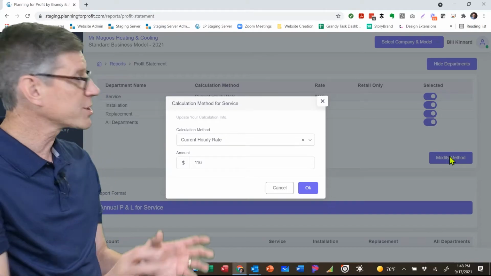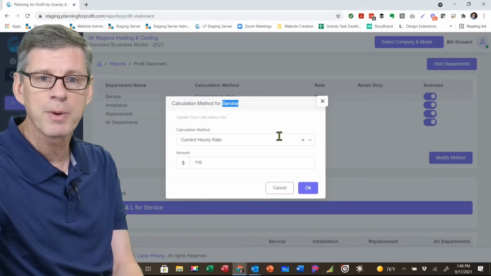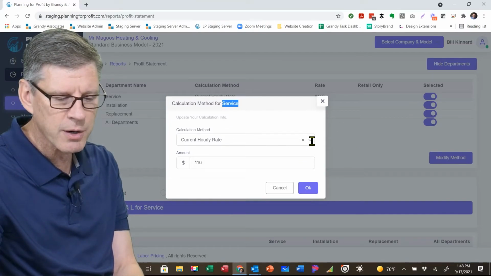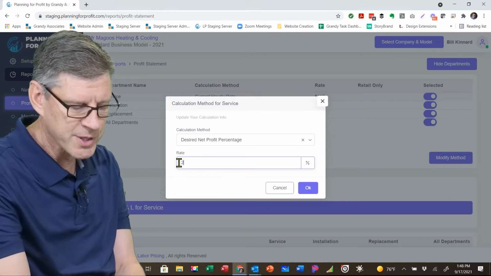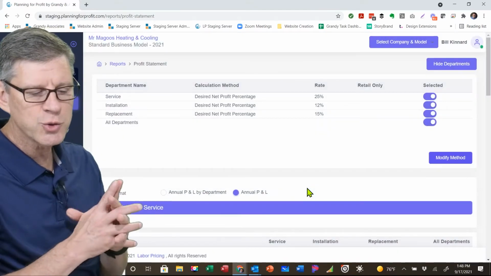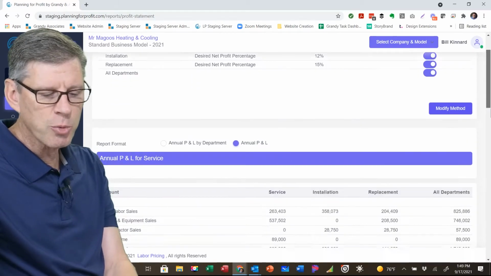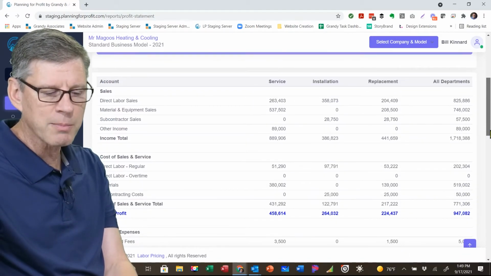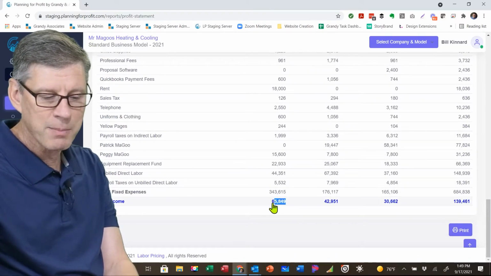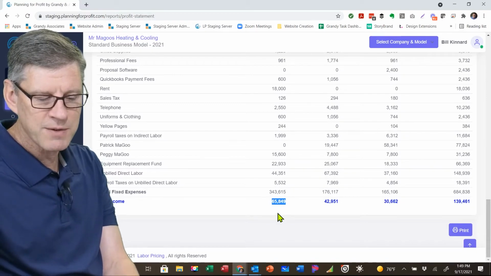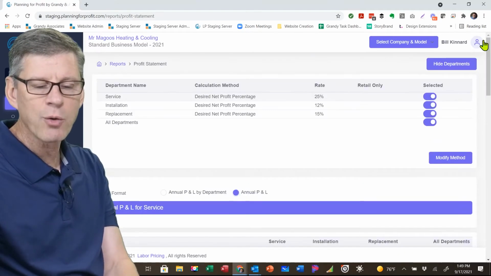As I do that, it's going to bring up that department. So it's telling me right up here, this is for my service department. And I want to change that not to a current hourly rate, but to a desired net profit of 25%. I can make that change right here. It will now recalculate the entire report and show me what all of my revenues and numbers are based on 25%. And I can see at that point, my net profit for this department is $65,849. So I can make that change on the fly and see how it would impact me.